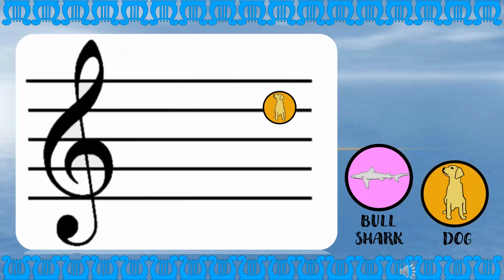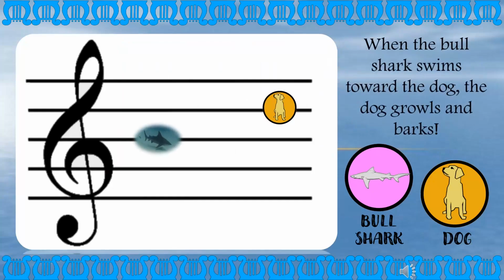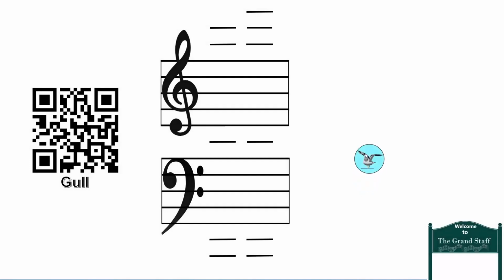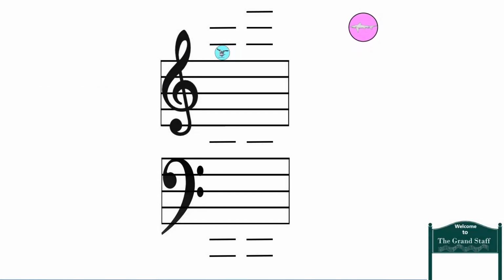I find that when I make these characters very active, I tend to remember them better. So when the bull shark swims toward the dog, it growls and barks. Okay, here's our second review. We know that the gull flies back and forth above that top line of the staff, and the bull shark is right in the center of treble clef.